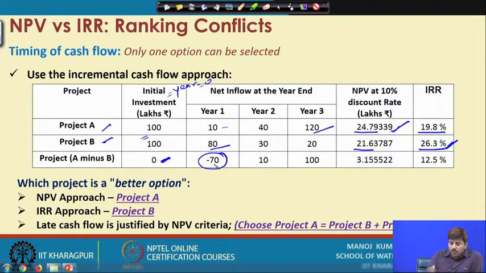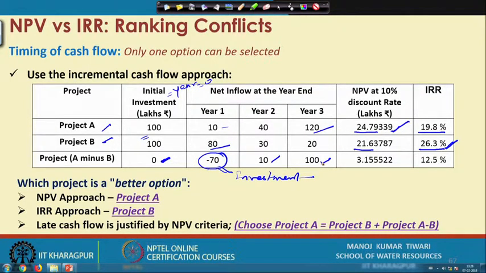So, this additional 70 lakhs of investment in year 1 is negative. This is not a positive cash flow, this is a negative cash flow. So, it should be considered an investment. It is equivalent to investing 70 lakhs more in year 1, which generates an additional cash flow of 10 and an additional cash flow of 100 in years 2 and 3.